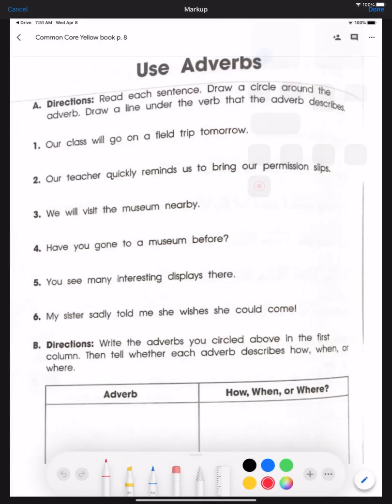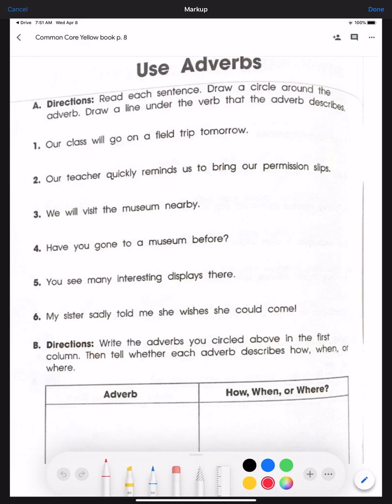We are going to look at the adverb page in your yellow Common Core booklet. This is on page 8. And the first thing we obviously need to do is read the directions. So it says, read each sentence. Draw a circle around the adverb. Draw a line under the verb that the adverb describes.